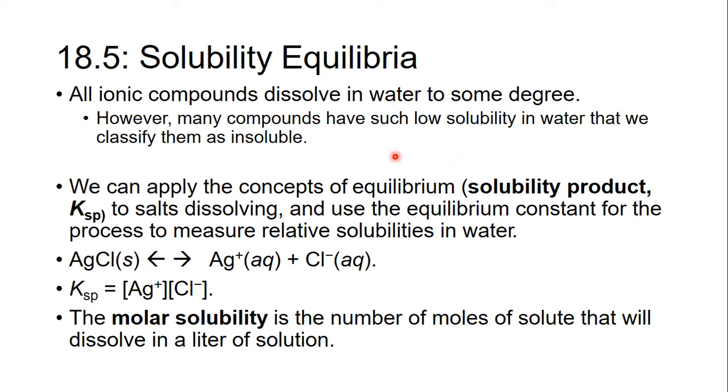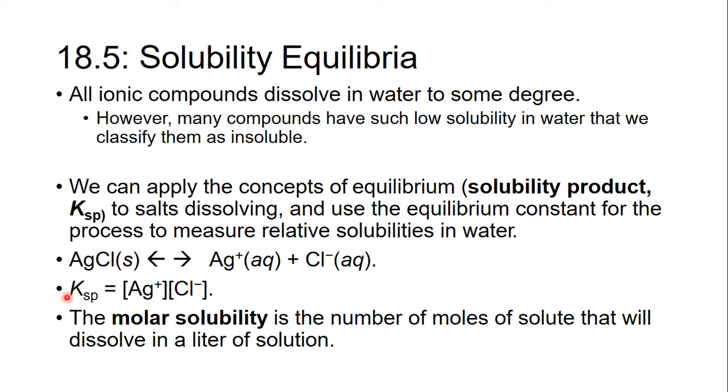And we can think about this in terms of equilibrium. So silver chloride, which technically we would call insoluble, still breaks down a little bit. It'll break down to silver and chloride. And we can make an equilibrium for that, where it's products over reactants. Silver chloride is a solid, so we don't add that in. So our equilibrium constant is just the concentration of silver times chloride.